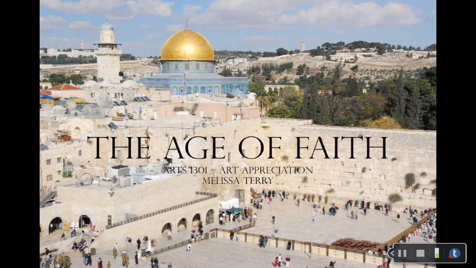Hi class. Today I'm posting a lecture which will elaborate on the chapter you read for today, which is the Age of Faith. There's a lot going on in this chapter. Starting with the image you see here, this is the Dome of the Rock in Jerusalem. It's an extremely important site for people who practice Islam, but it also is built on top of an important Jewish site. Here you see the Temple Mount, which is basically the base of what used to be the Temple of Solomon, a very sacred site for people who are Jewish.